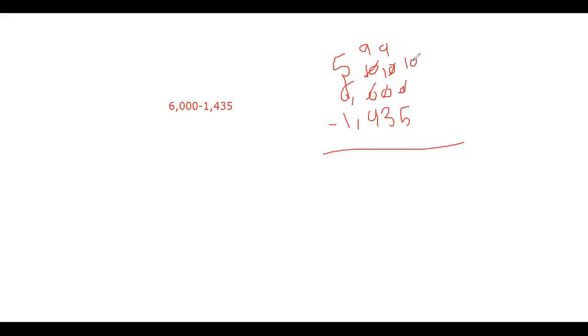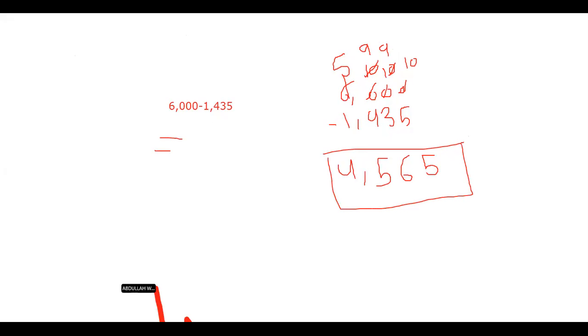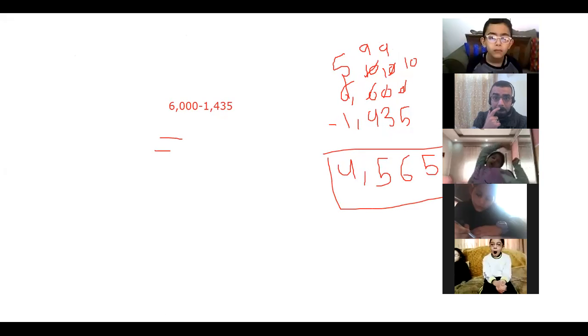Now we can subtract. Now 10 minus 5 equals 5. Now 9 minus 3 equals 6. 9 minus 4 equals 5. And 5 minus 1 equals 4. And that's it, we're done. So you will see 2 options and you will take one from it. So is there any problem with this one? Do you have any problem with it?